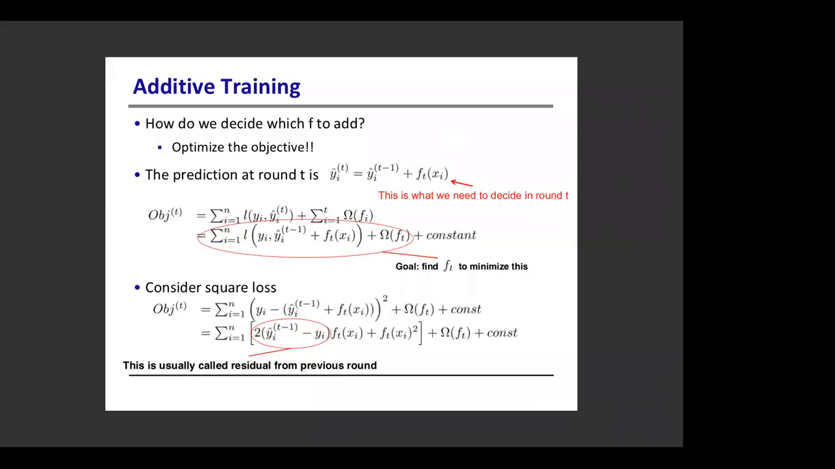Okay, so if a new tree increases the objective function, we reject it. Correct. If the new decision tree that we are adding is increasing this objective function, we don't use it. Okay, all right, is this clear?